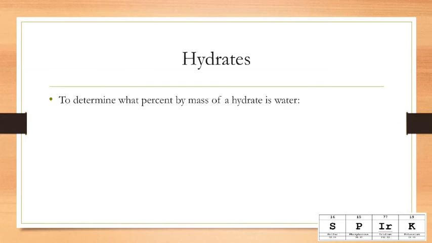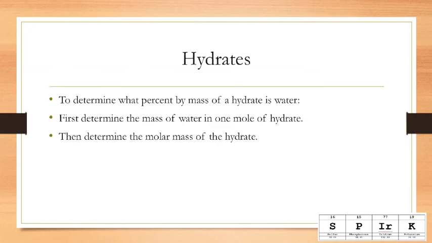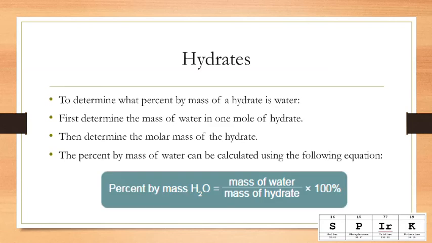To determine what percent by mass of a hydrate is water, we first determine the mass of water in 1 mole of the hydrate. Then we determine the molar mass of the whole hydrate. The percent by mass of water can be calculated using the following equation. The percent by mass of H2O equals the mass of water divided by the mass of the hydrate times 100%.